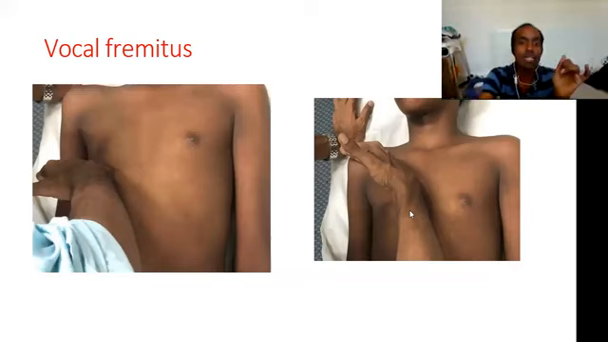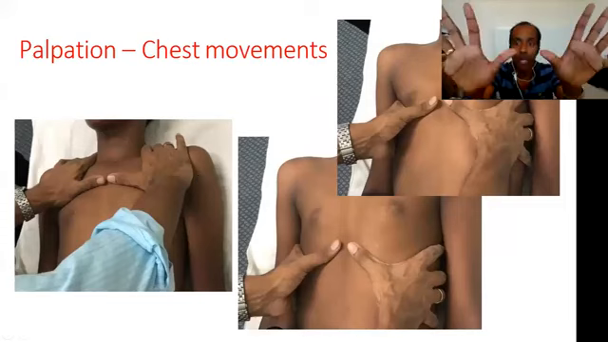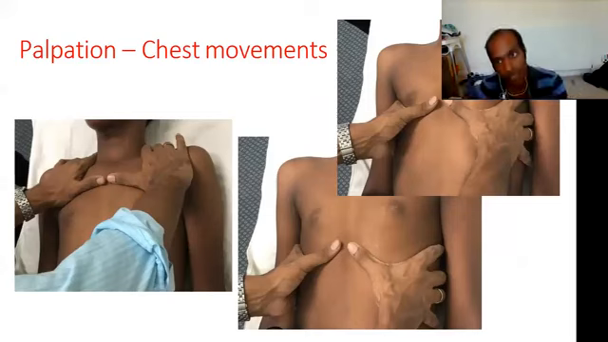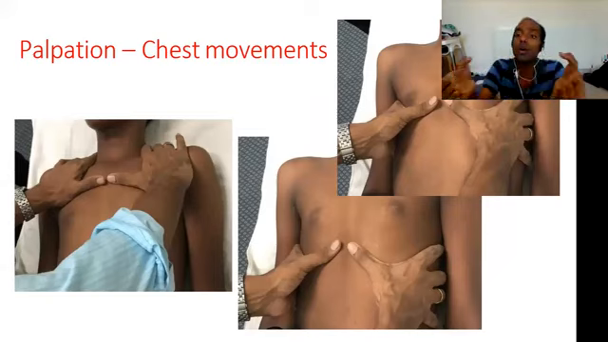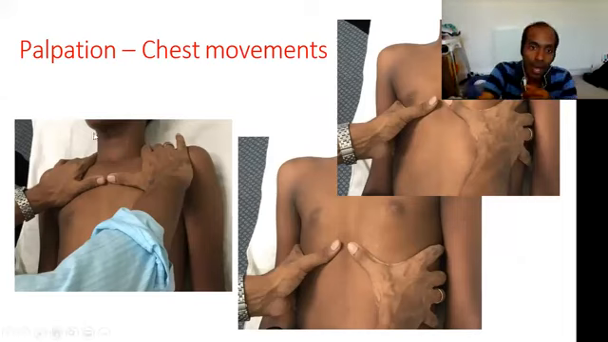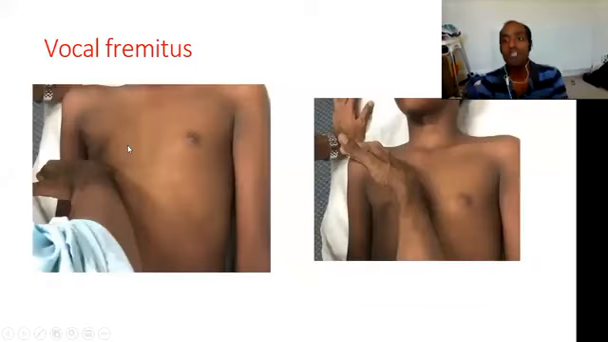Then the next palpation step is chest movements. Make sure that you encircle the chest properly. It's difficult to do for people with very small hands, but encircle the chest properly. Make sure that the tips of your thumbs are not in contact with the chest wall and restricting the movement. Don't press too tightly because that will also restrict the movement. You can observe your thumbs moving apart like what I'm showing now. And remember, chest movements can be diminished generally or in a particular region only, depending on the pathology.